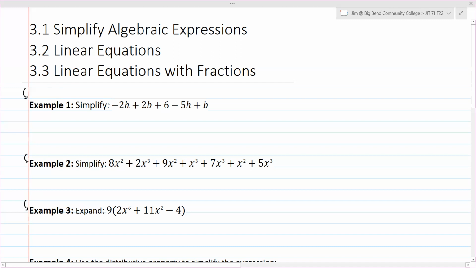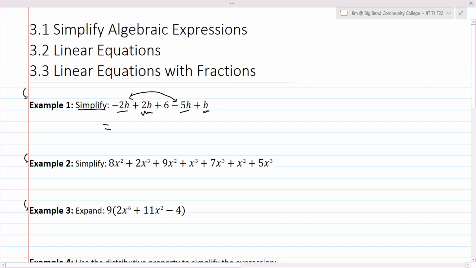Example number 1, simplify the expression. When you see the keyword simplify, we have to understand what it means in the math language. It means we are going to literally simplify and make the expression shorter somehow. One thing we know is that we combine the like terms, right? So we have the h terms that are like terms, and then the b term is another like term in the expression. And then the way we combine the like terms is to add them up, right?